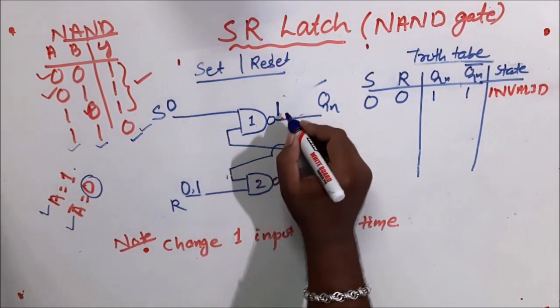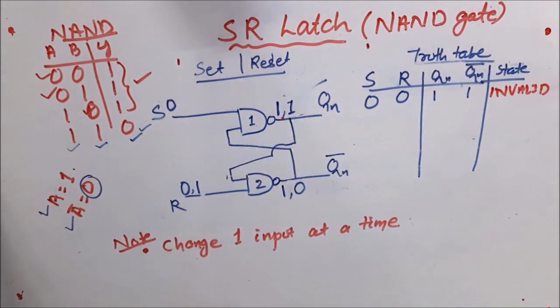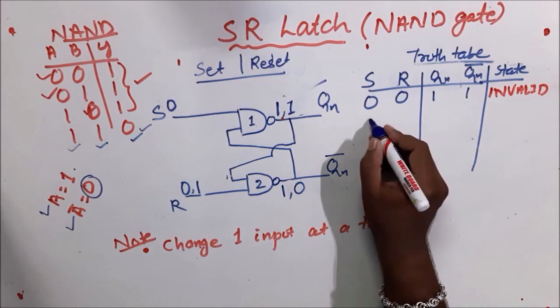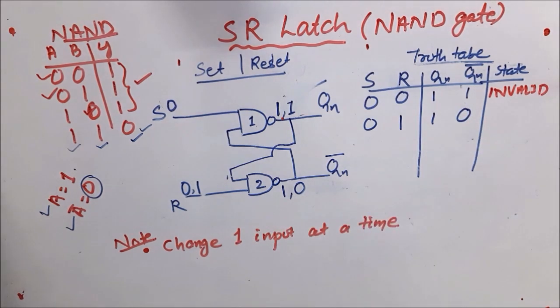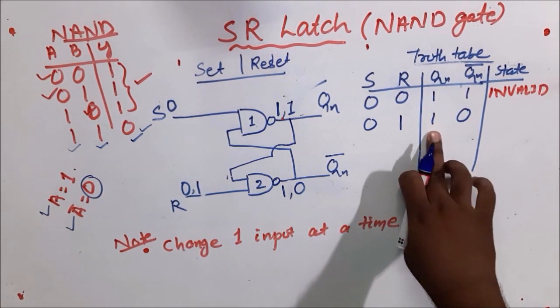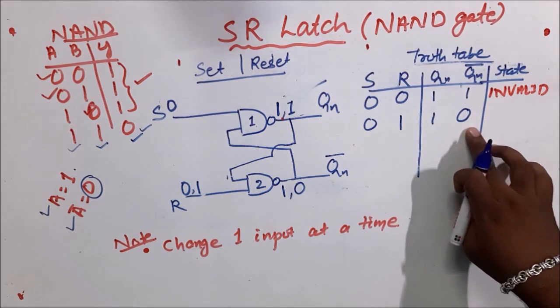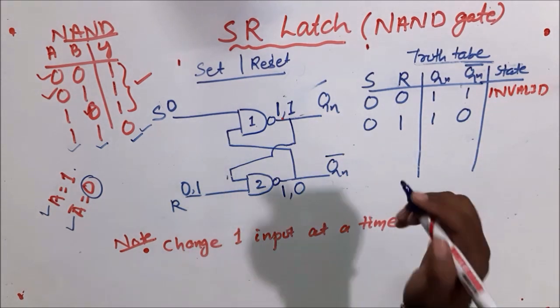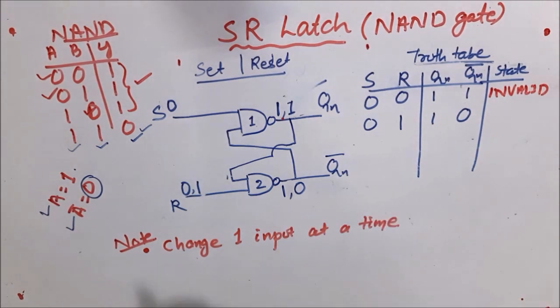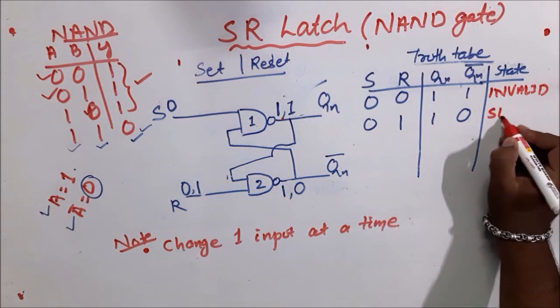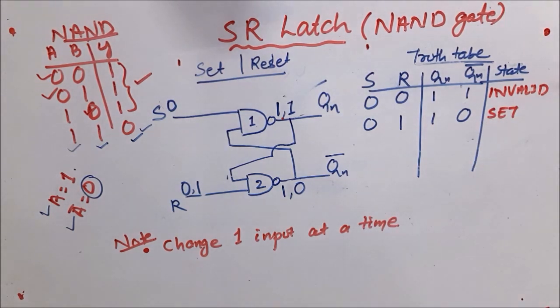So 0, 0 is 1. I'll get 1 once again. So I can write here, when I make 0, 1, I'll get 1, 0. That means Qn is my normal output, Qn complement is my complemented output, so I should bother only about the Qn, and we can say Qn becomes 1. We can write Qn or output bit is set. So we can say set, right? Okay.